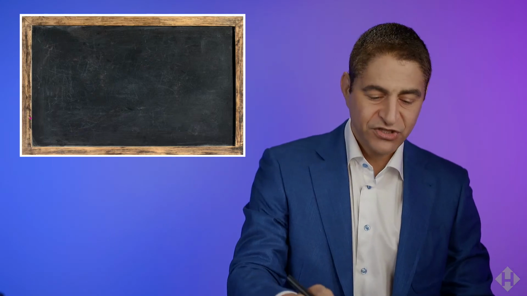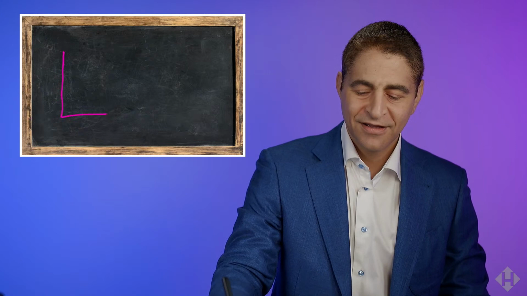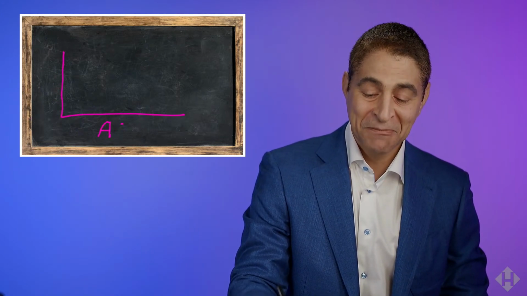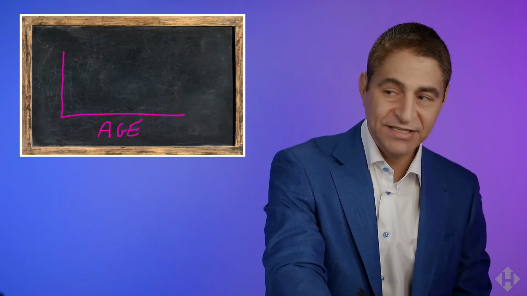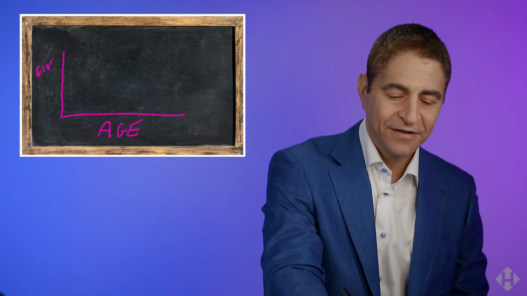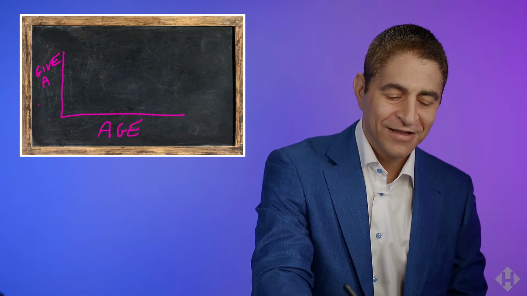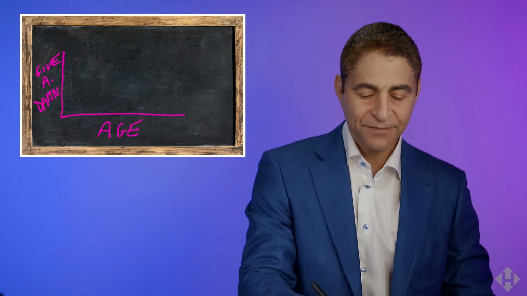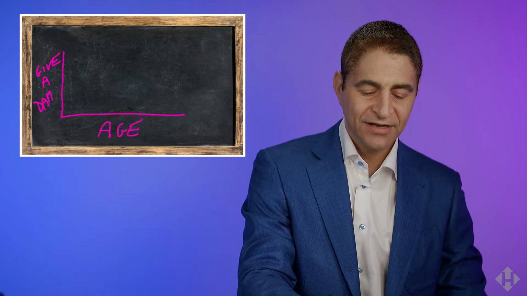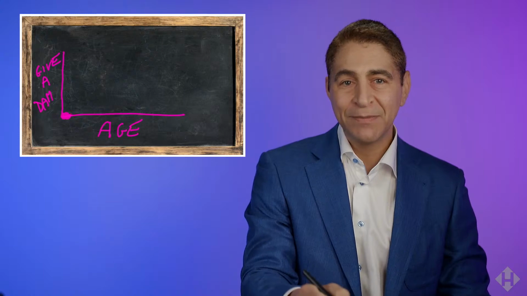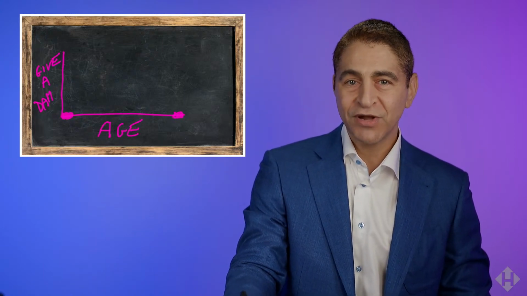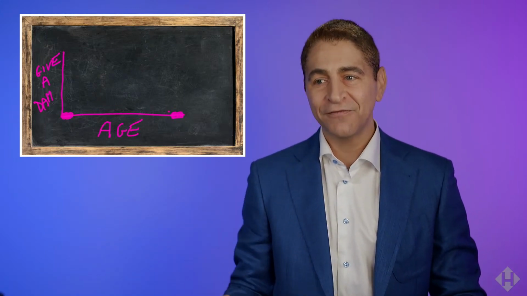So there's a chart here, and let me draw it for you. On this axis here is your age. And on this axis here is give a damn. And when you're younger, you're right down here, okay? You just don't give a damn what people think of you. And when you're older, you're over here. You also don't give a damn what people think of you. Old people don't have confidence problems.